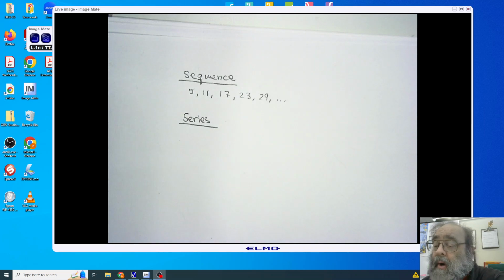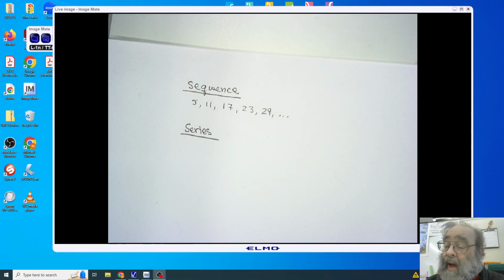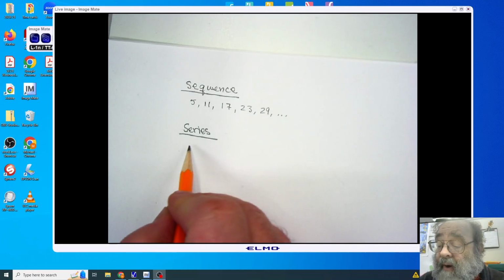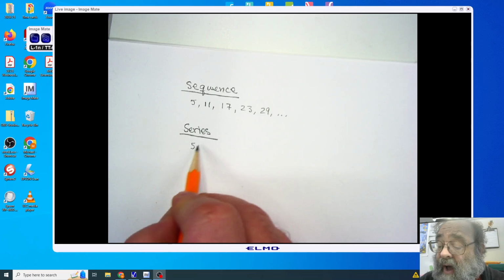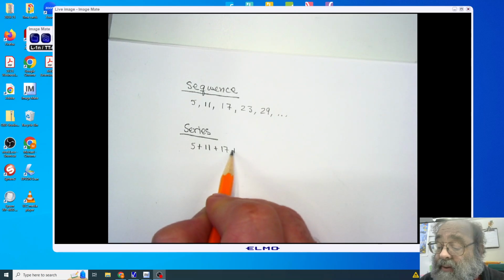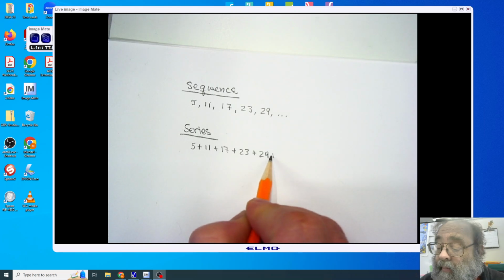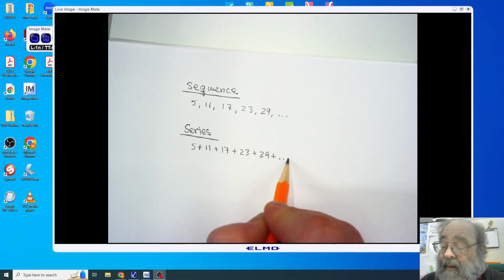Now, you'll notice on the screen in front of you, I have a sequence written down as 5 plus 11 plus 17 plus 23 plus 29 plus dot dot dot. The dot dot dot identifies it as an infinite series. And if we were to write it as a series, we would have 5 plus, 11 plus, 17 plus, 23 plus, 29 plus dot dot dot.